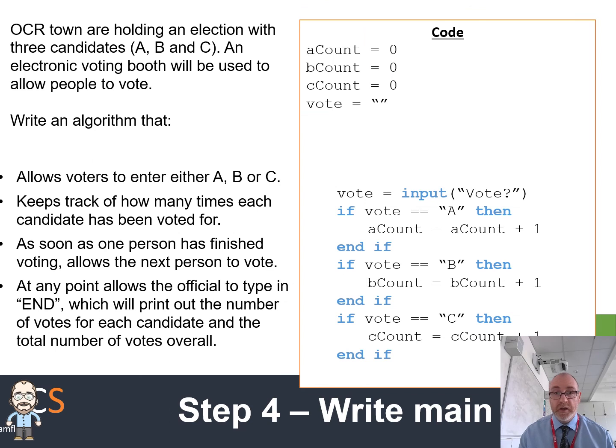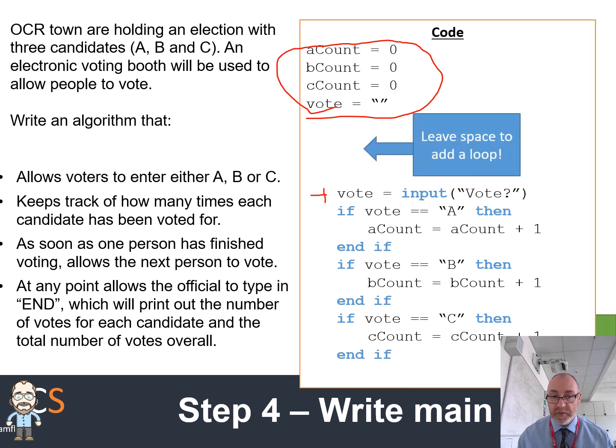Okay, so here's the code in its finality for this video. You notice I've got my variables at the top. I've got my input here. So straight away, all you could do is the inputs. Well, that's one mark, isn't it? Let's do that. Then keep track how many times each candidate's been voted for. I've got that in this if statement here.